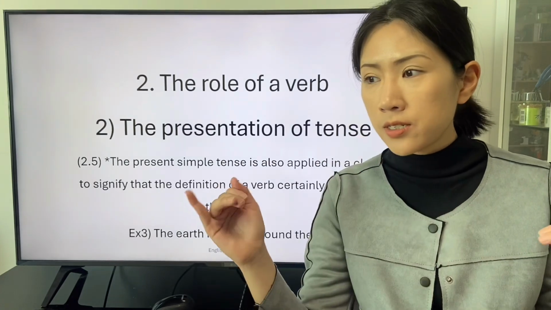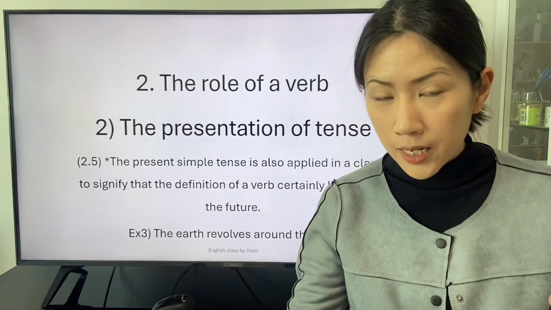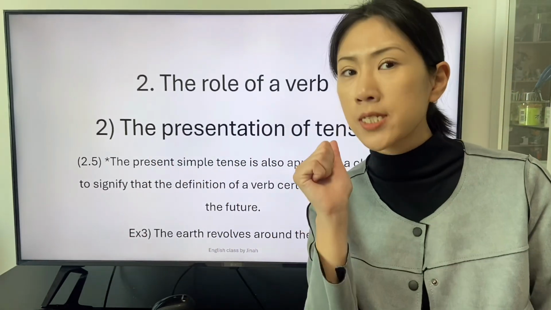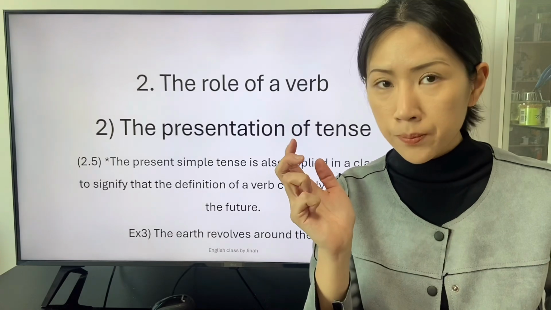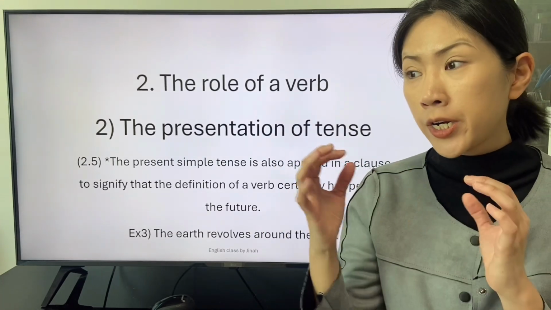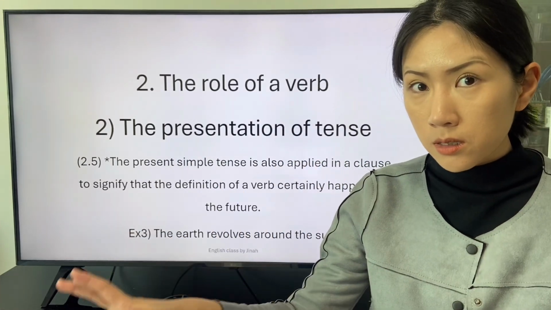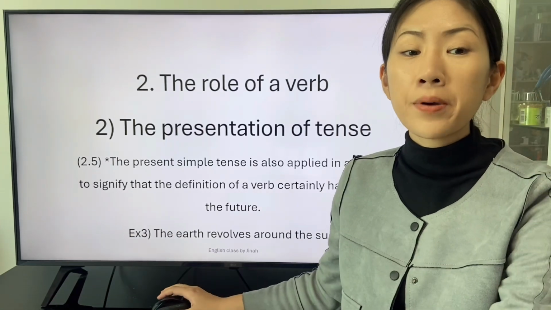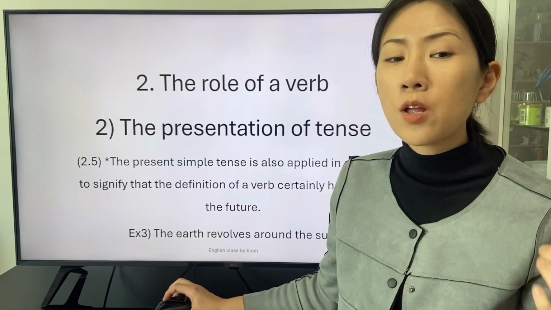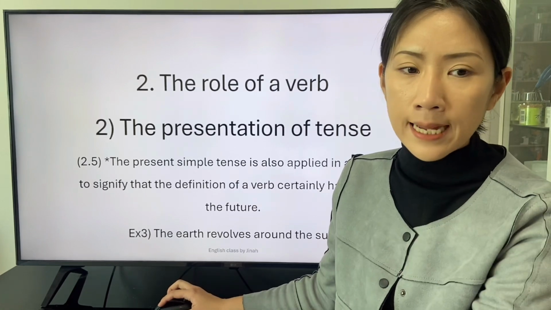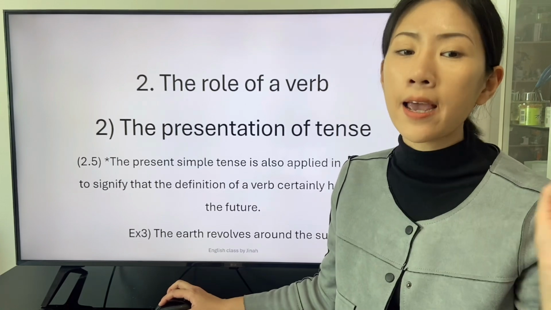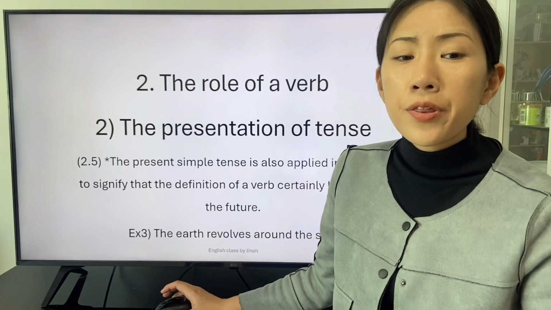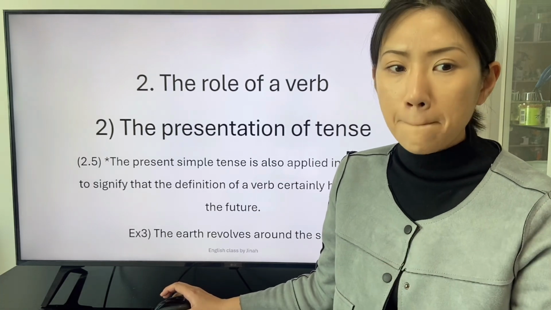The equivalence of the certainty of the present and the future experience, condition, or action makes the speaker state the clause. The present simple tense is also applied in a clause to signify that the definition of a verb certainly happens in the future. There is an exemplary clause.